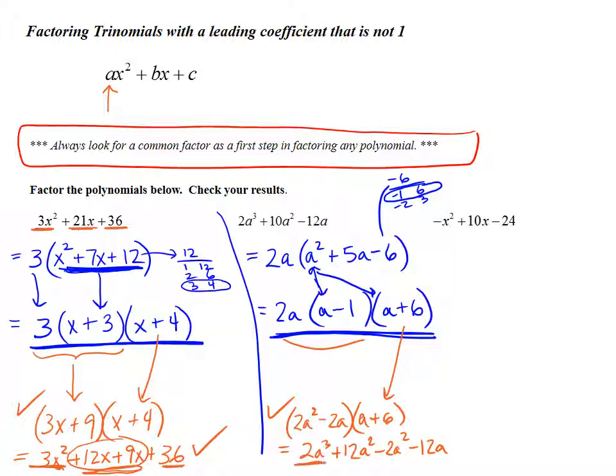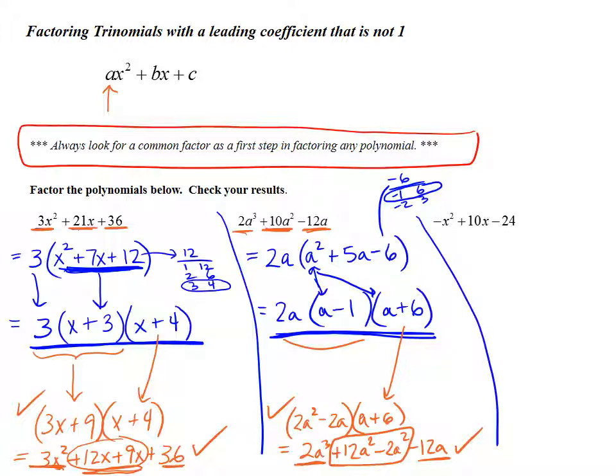The first term, 2a cubed, we had up here. Negative 12a squared was part of our initial problem. And then the two terms in the middle, 12a squared minus 2a squared, they do add up to that 10a squared that we started with. So this does check.